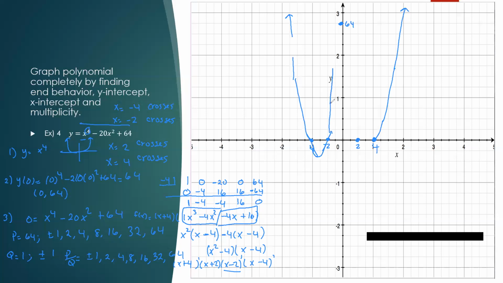So you're going to go all the way up here, making sure it goes through the y-intercept at 64. You're going to go down here. And then at 2, it crosses. So you're going to have to eventually curve here. And then at 4, it crosses. So this is your polynomial.